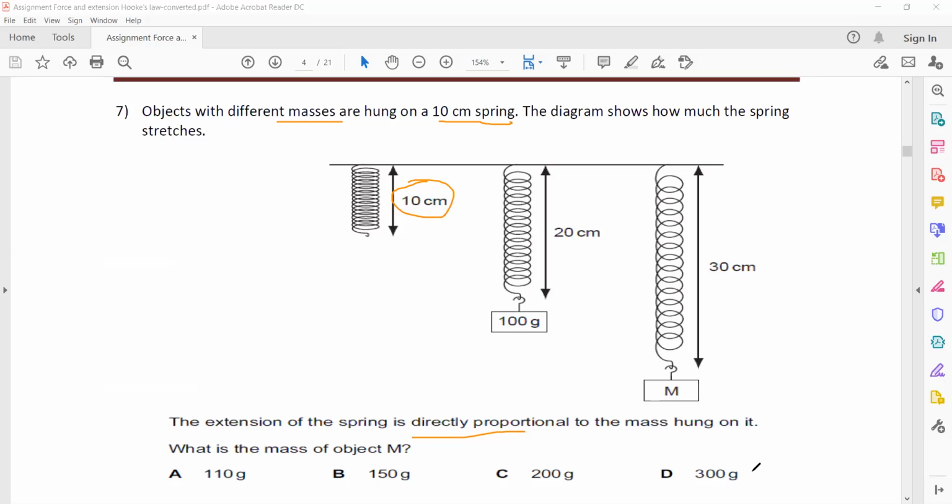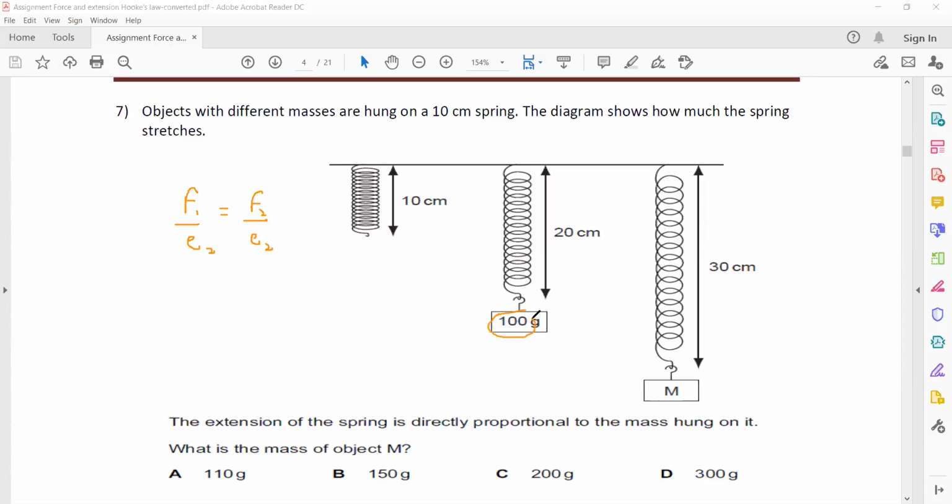Because the ratio should be constant. Force divided by extension should be constant. If identical springs are there, the first force divided by its extension is equal to the second force divided by its extension. Or I can say F1 divided by E1 equals F2 divided by E2. Whenever the spring is obeying Hooke's law, the ratio should be constant. So F1 divided by E1 equals F2 divided by E2. So what is force 1?